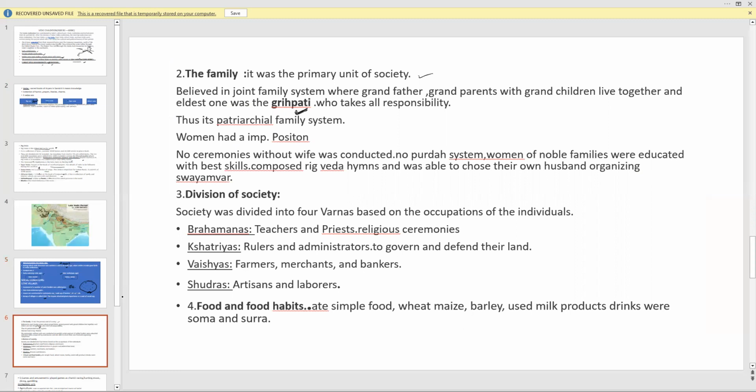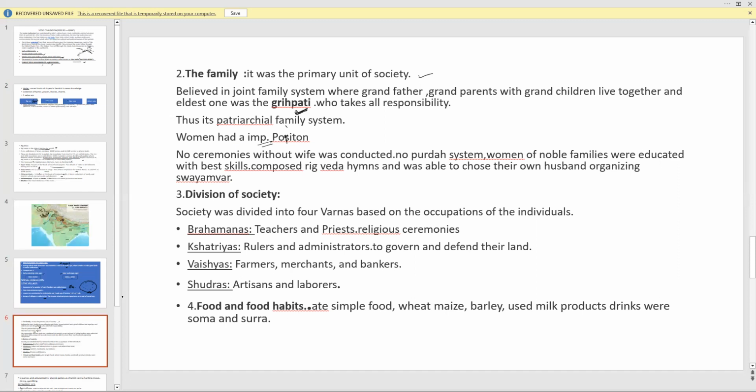Grahapati is the eldest in that family, and he used to take all the responsibility. We can also call that type of family system patriarchal. Patriarchal means that children, grandfathers and grandchildren are living together in the same house. They believe in all the rituals and in all the orders of the eldest of the family, so that is called the patriarchal family system.